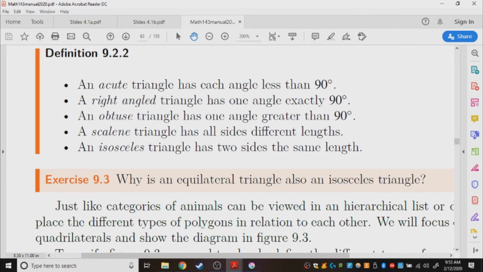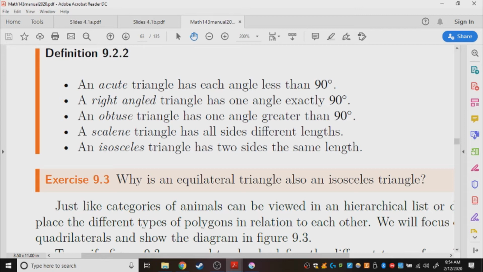And is the reverse true? Is an isosceles triangle necessarily equilateral? That's just one question at a time. Why is an equilateral triangle necessarily an isosceles triangle as well? Now I have to know what these words mean. To even make sense of the question, I need to know what the words mean, of course. Why is an equilateral triangle necessarily also an isosceles triangle?